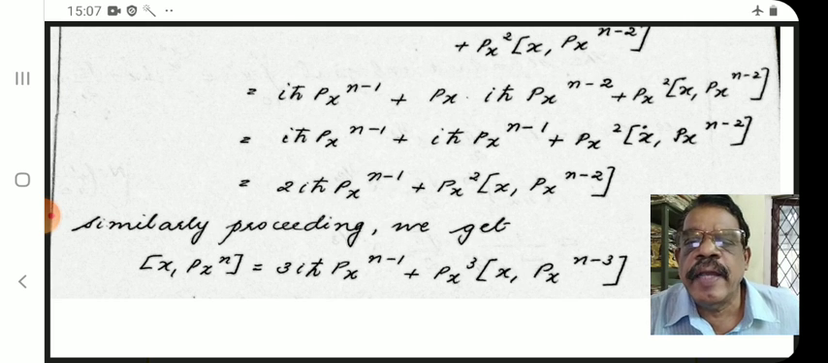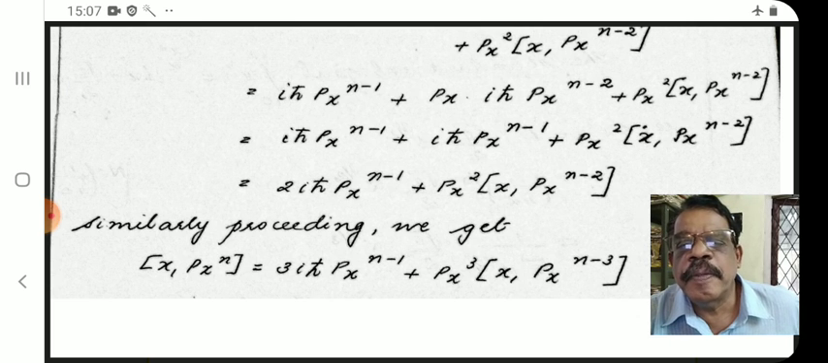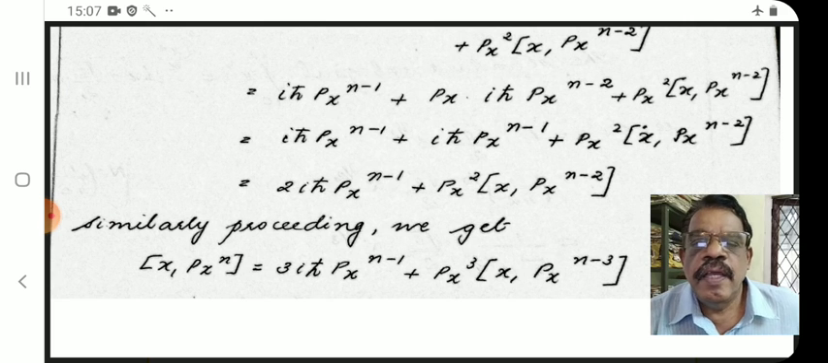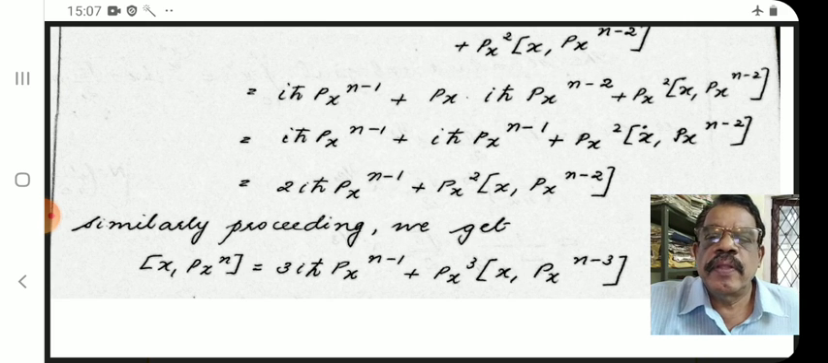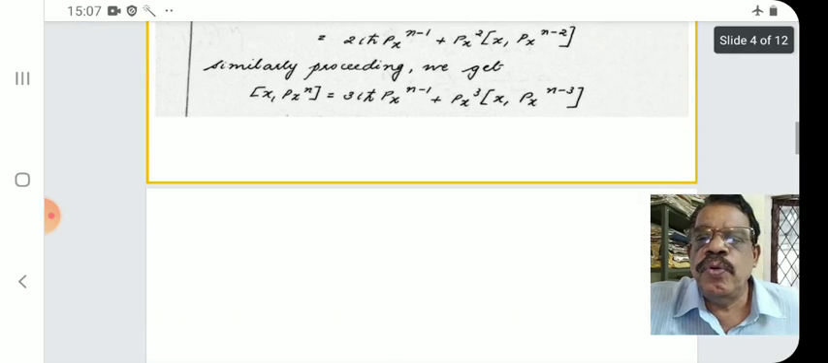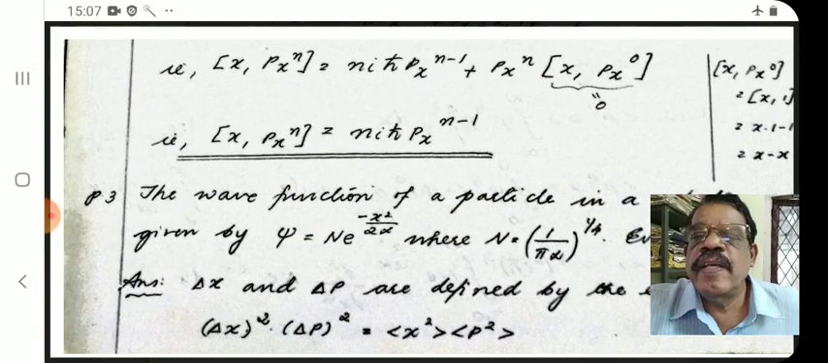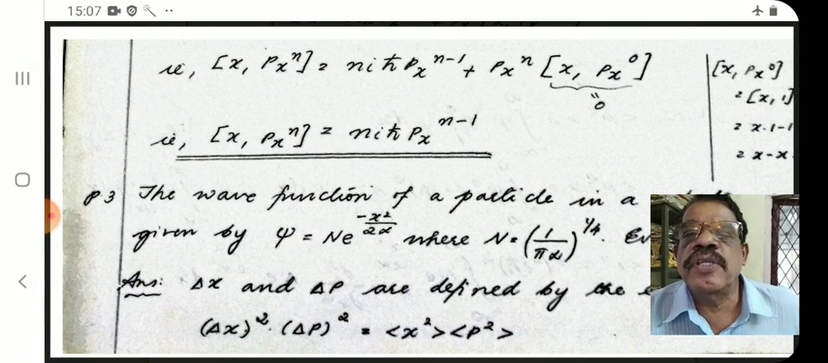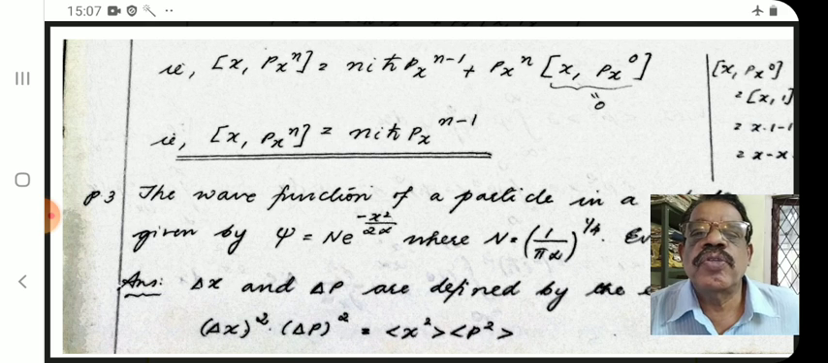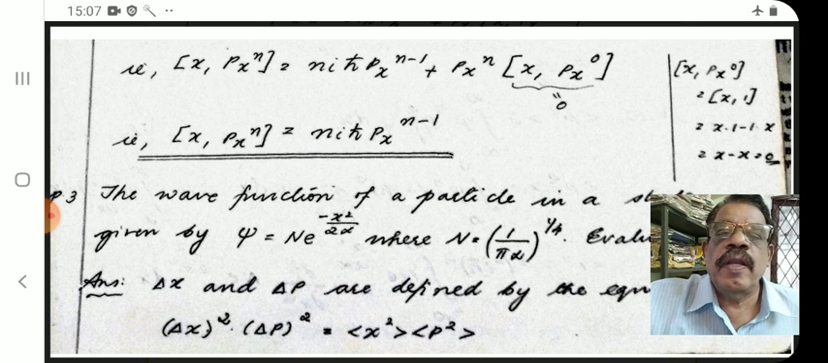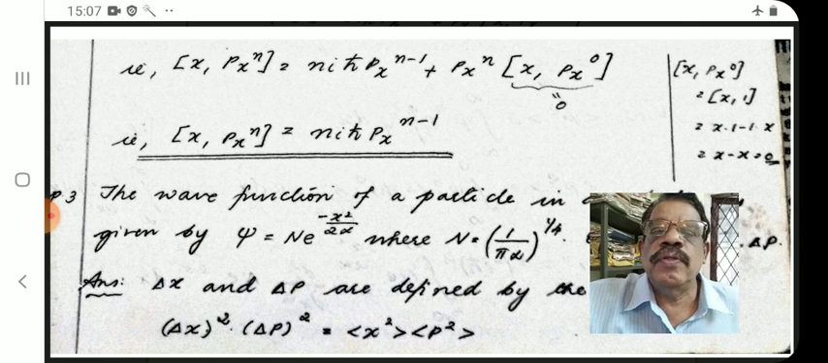Again for the commutator in the bracket we apply the first problem result. Proceeding as such, we can write [x, p^n] is 3iħ p^(n-1) plus p cubed [x, p^(n-1)]. This is a repetition process. And if we do n steps, we can write [x, p^n] is equal to n iħ p^(n-1) plus p^(n-1) [x, p^0]. Commutator, last commutator. And you remember, the last commutator is of zero value.